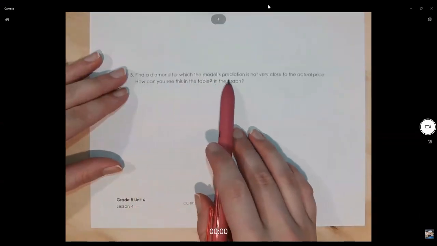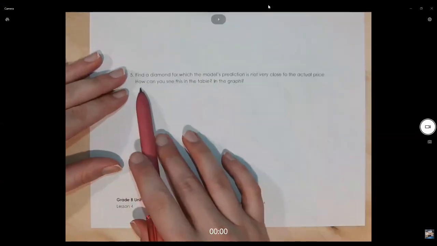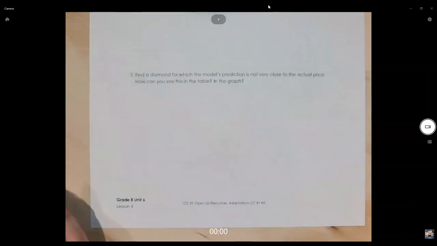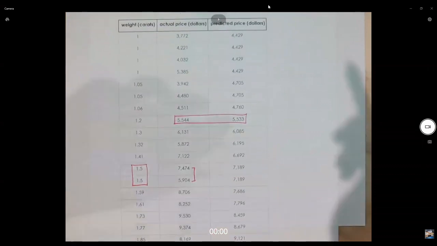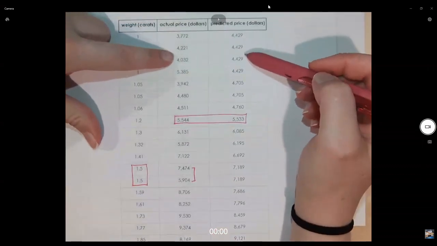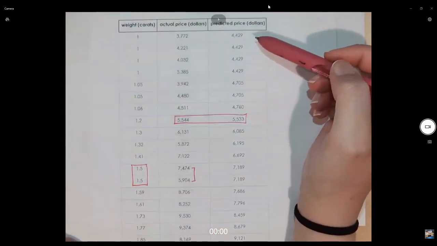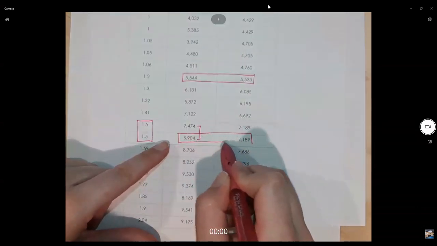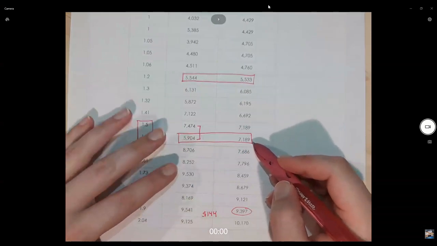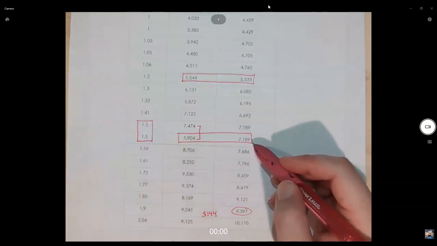Find a diamond for which the model's prediction is not very close to the actual price. How do we see it in the table and in the graph? So in the table, we could go and we could find where the actual price and the predicted price are very, very different. So they're the furthest apart from each other. If we look here, these values are almost $1,000 off. So it was a really bad prediction for that diamond.